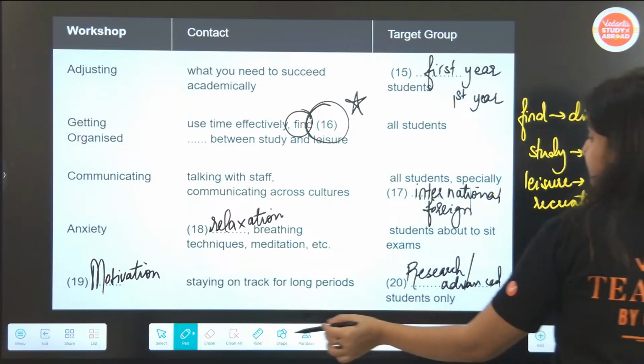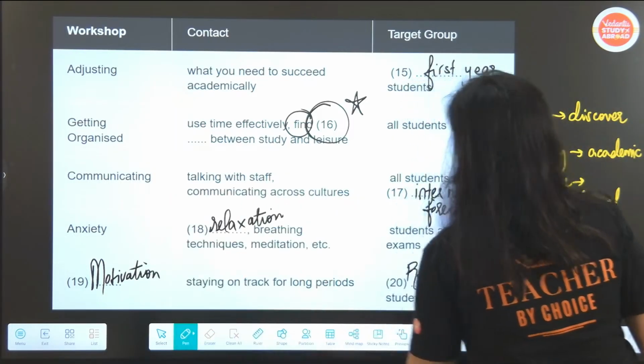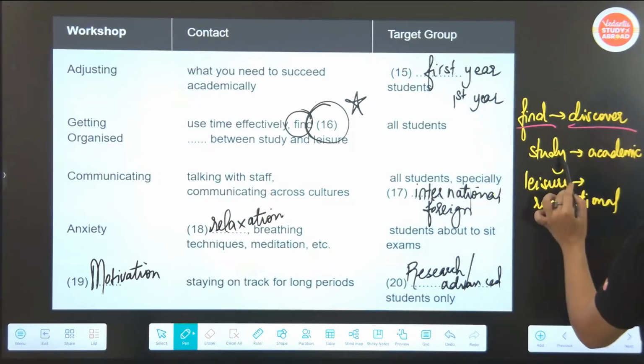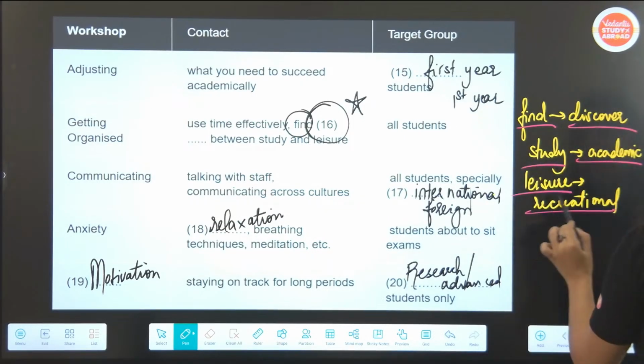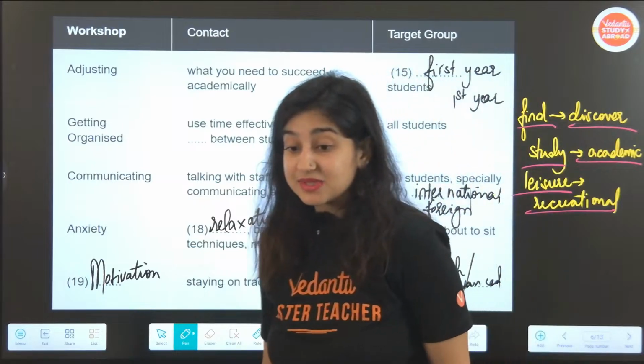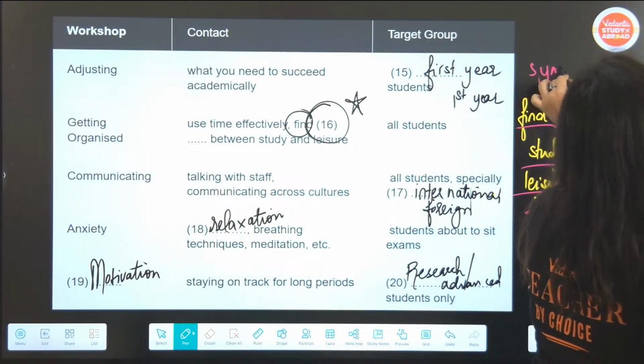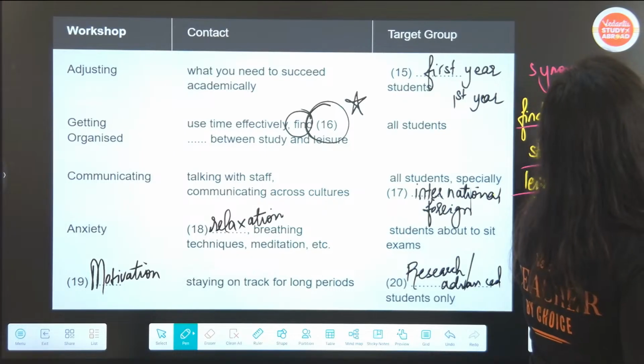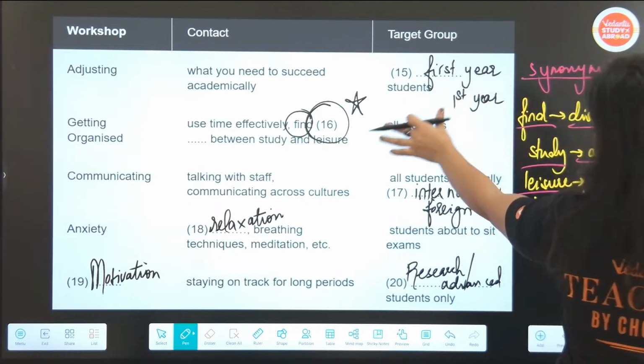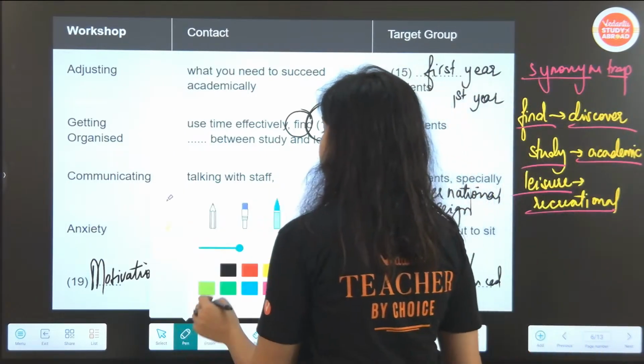So here, find, discover synonyms; study, academic synonyms; leisure, recreational synonyms. They are the same words, right? So what was this? This was a synonym trap. And you all fell for it because none of you were able to find the answer here.